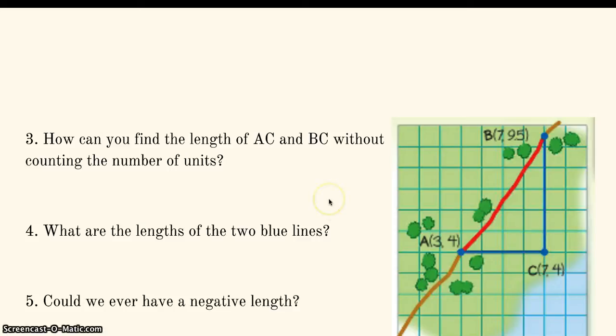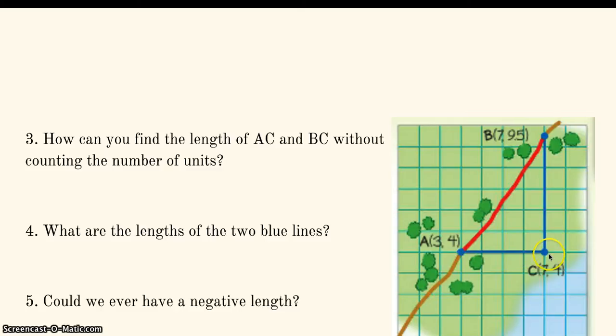For number 3, how can you find the length of AC and BC without counting the number of units? Well, I know that A is (3, 4) and C is (7, 4). Therefore, I know that the length of this line, which is across the x-axis, is the distance between the two x coordinates. So from A to C, I know that it moved 4 units on the x-axis. So the length of AC must be 4.